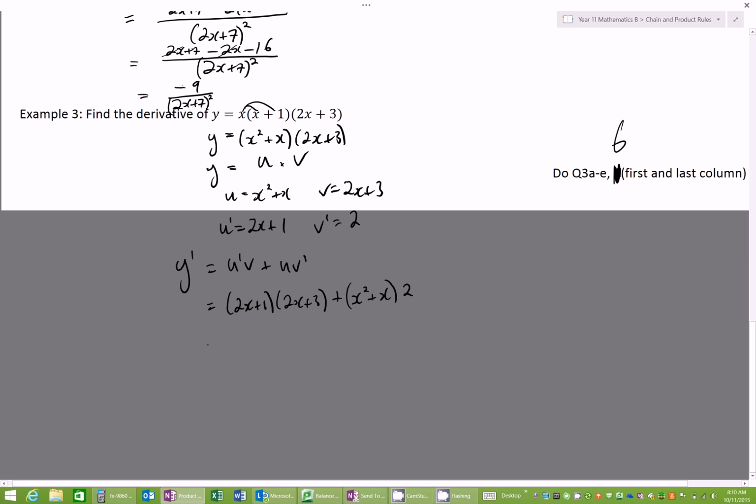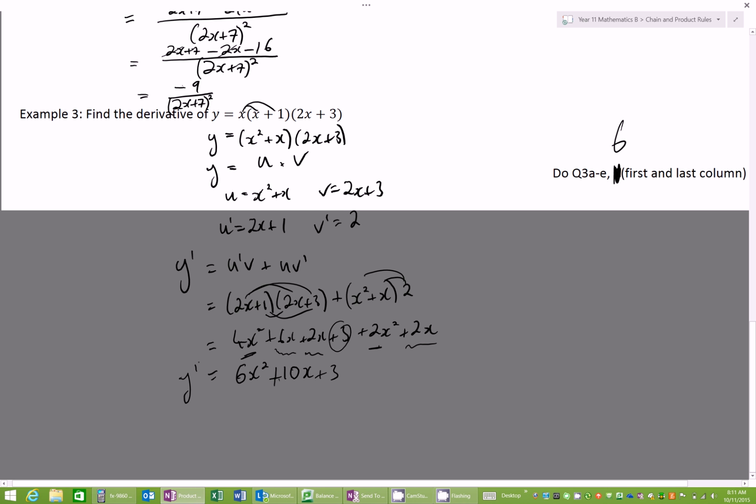And then if I wanted to, I can expand and collect like terms. We should be getting pretty good at this expansion by now. And expand the next set of brackets. Look for like terms. I got some x squareds here, 6x squared, and I've got some x's, 6 and 2 is 8 and 2 is 10. And I've got a number coming along as well. So there's my derivative.